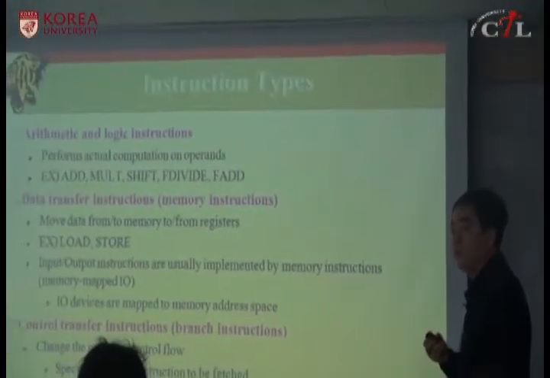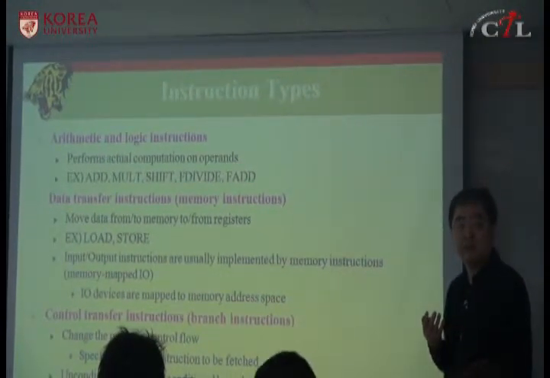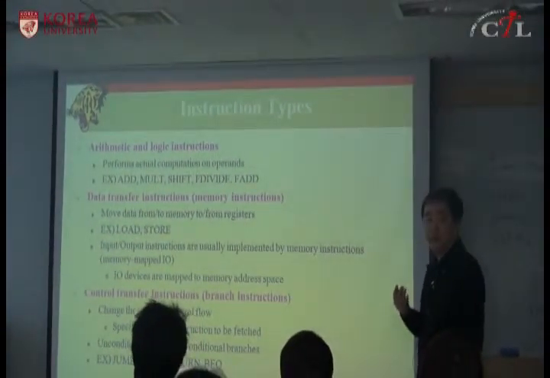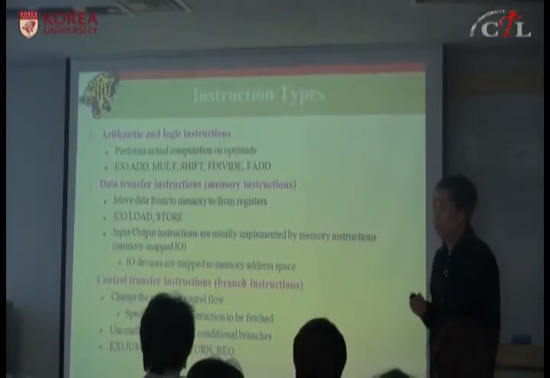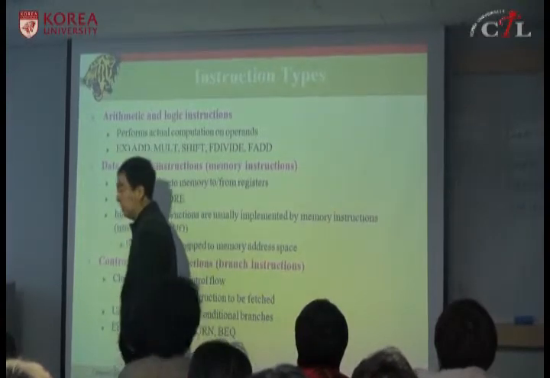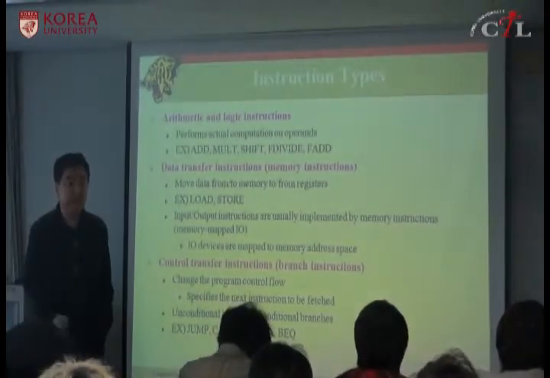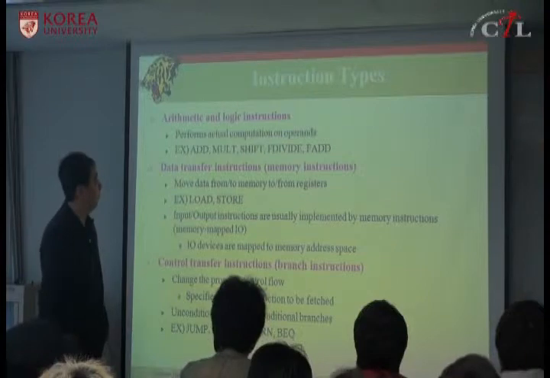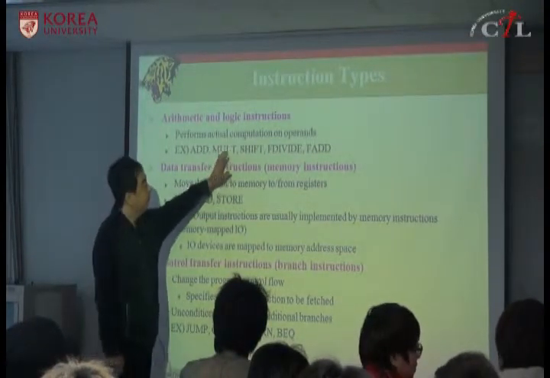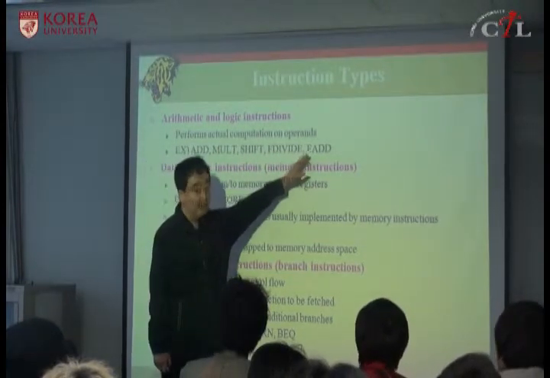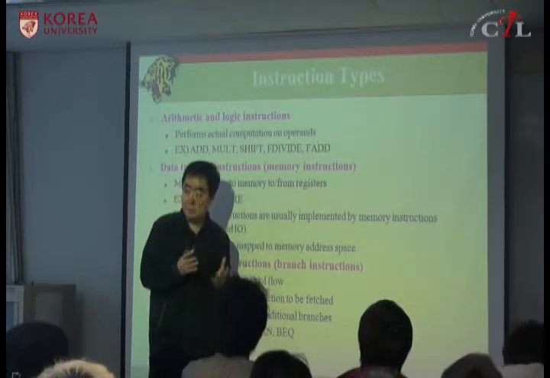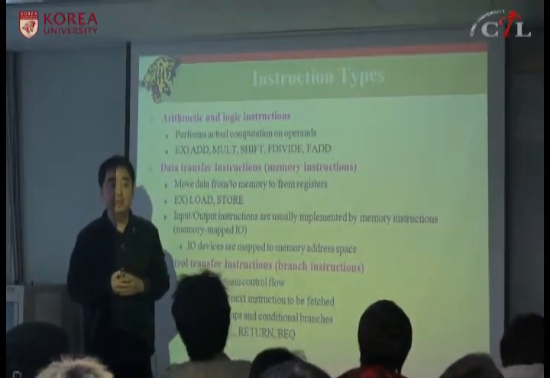And instruction types. What kinds of instructions are supported in a machine instruction? In general, you have 3 types of machine instructions. The first type is arithmetic and logic operations, logic instructions. That's doing computation. So add, multiply, divide, floating point divide, floating point add. Okay? For floating point computation, you need a different instruction, a different operation.